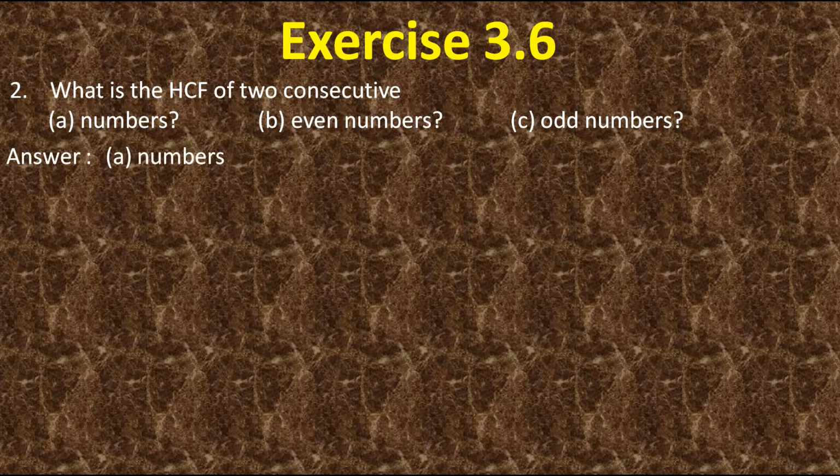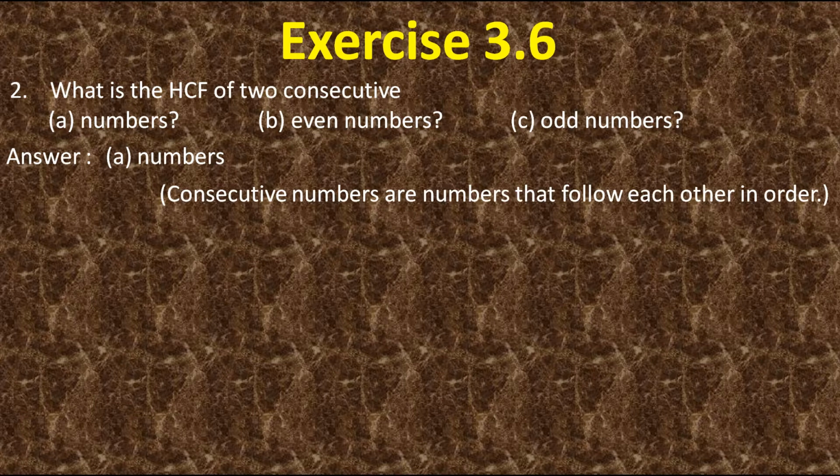Some children might not know what is consecutive. Okay. Consecutive numbers are numbers that follow each other in order. Means the numbers should be in order. Okay, those numbers are called consecutive numbers. Means the number is present next to it. Okay.